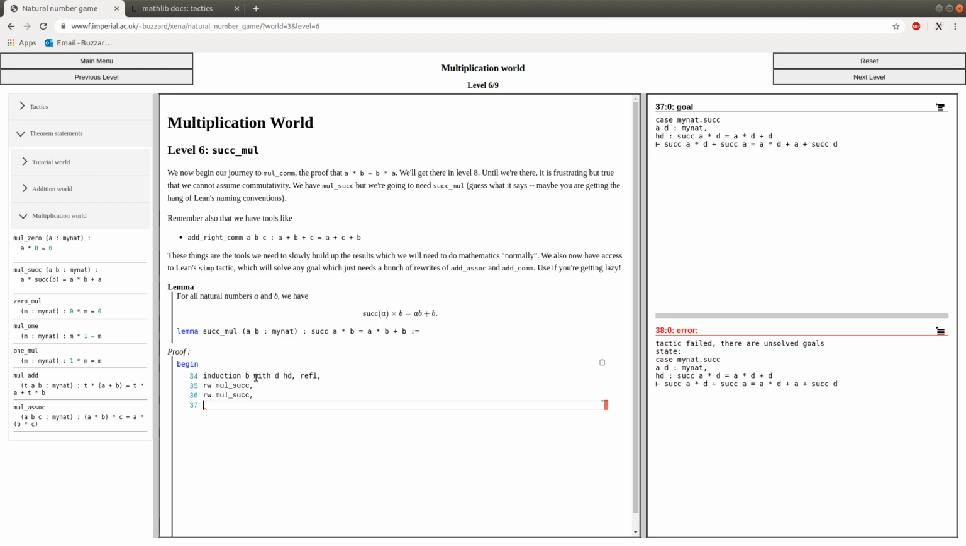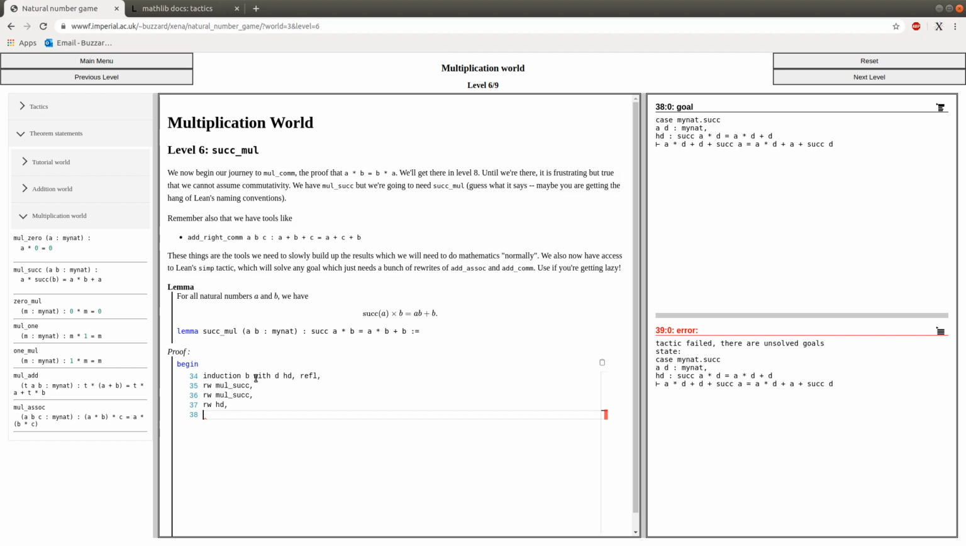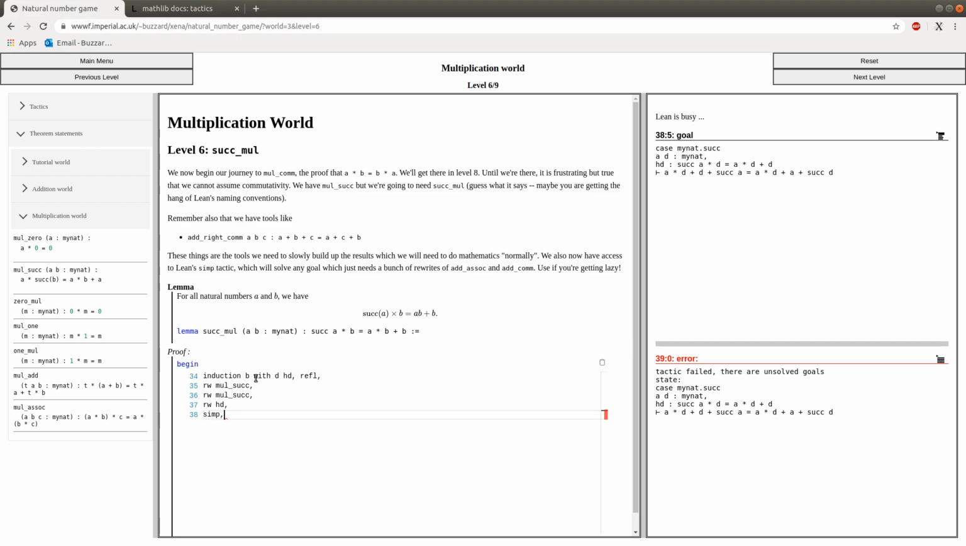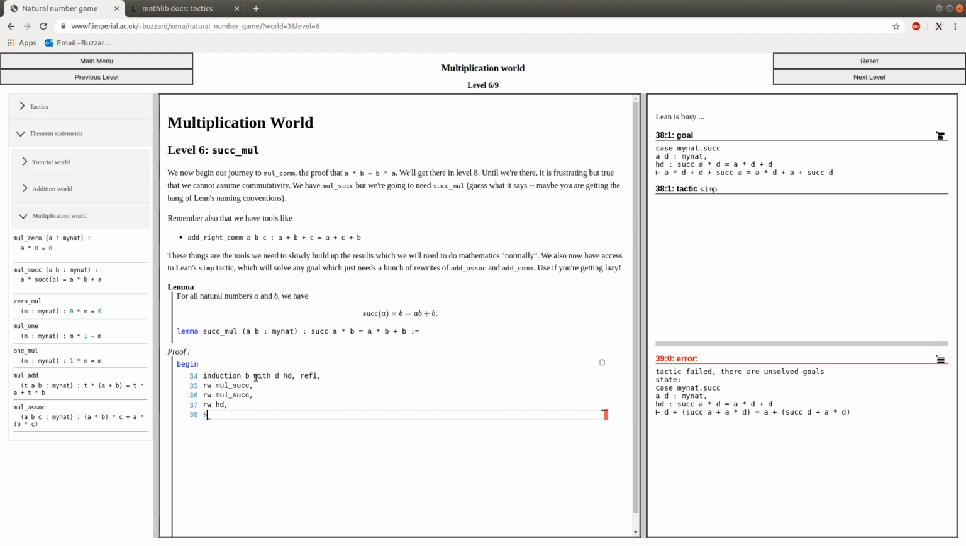Now how am I doing? And suck mul is what I'm trying to prove. So now I can rewrite HD. And now what have I got? Ah, now this looks... And now, what does the simplifier do with this? How far does it get me? No, okay, so I'm going to have to use add right com.